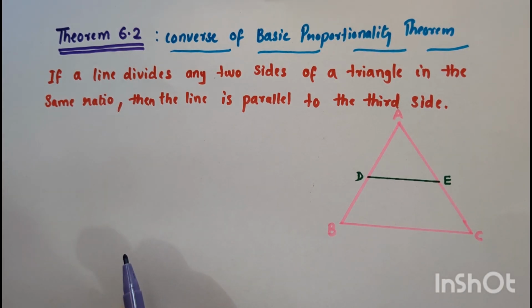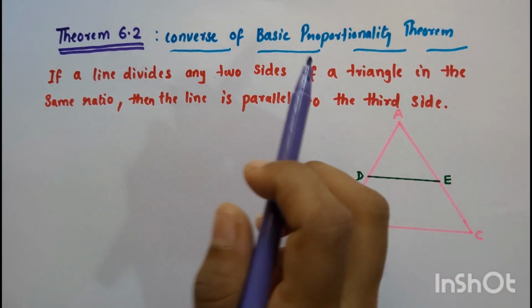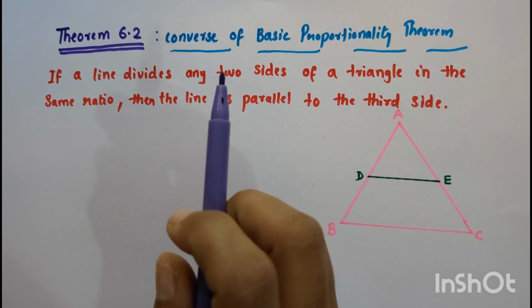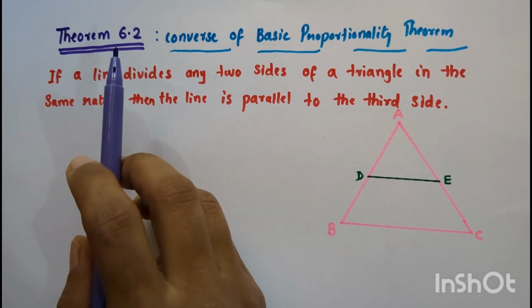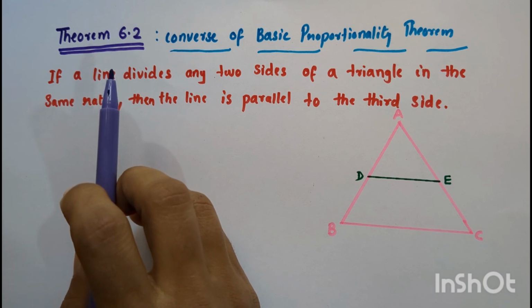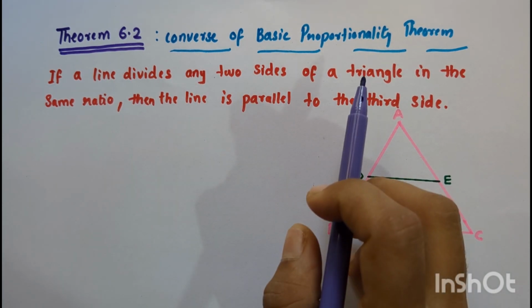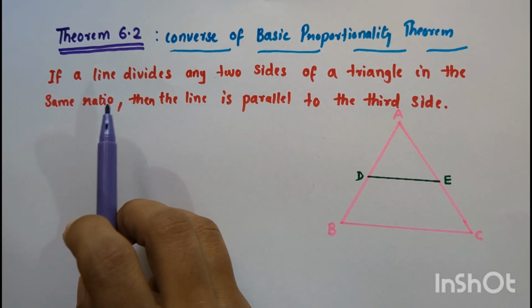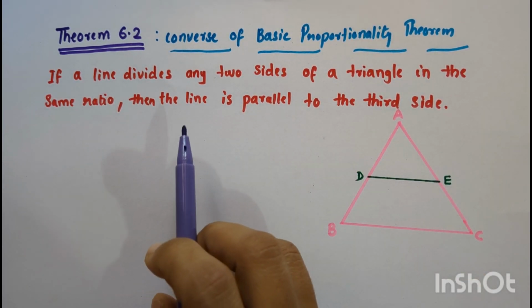Hello everyone. In this video, we are going to discuss Theorem 6.2, which is also called the Converse of Basic Proportionality Theorem from Chapter 6 Triangles, Class 10 Maths. According to this Theorem 6.2, if a line divides any two sides of a triangle in the same ratio, then that line is parallel to the third side of the triangle.